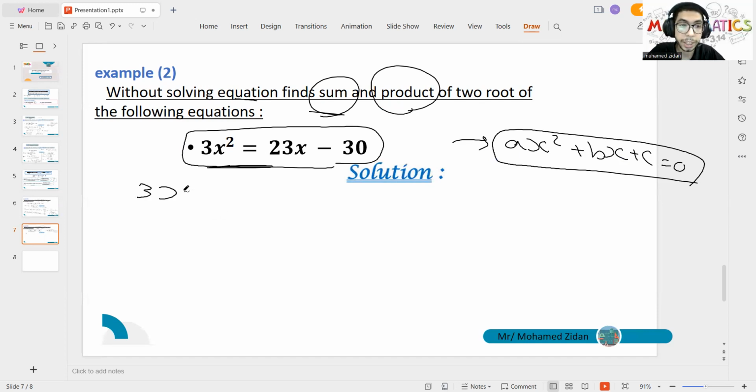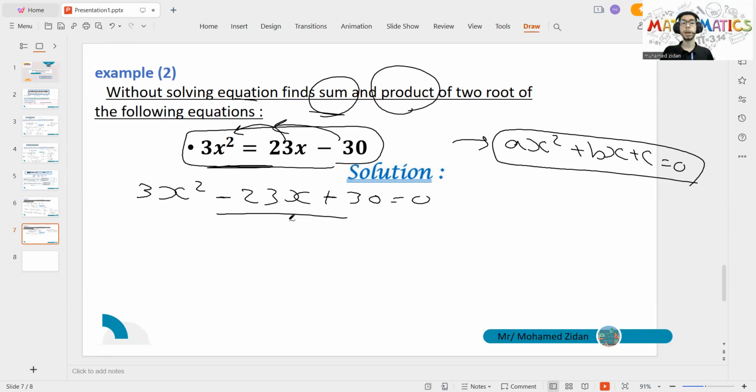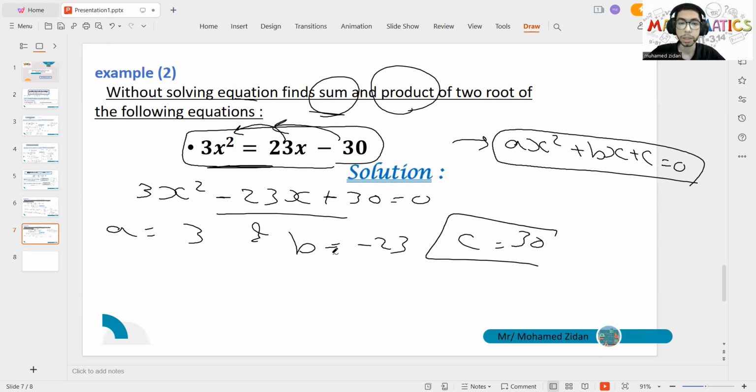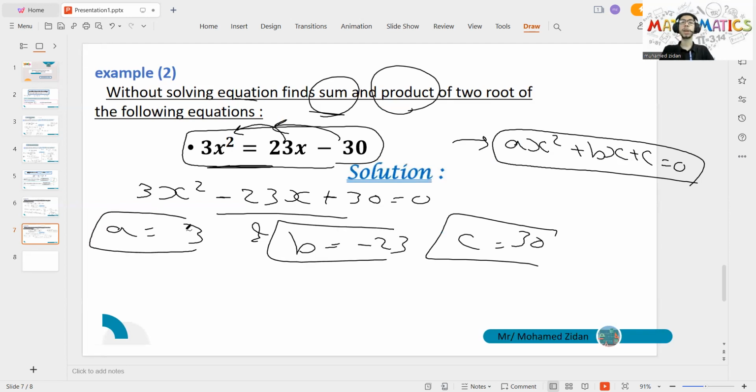I must arrange this equation: 3x squared, then negative 23x plus 30 equals 0. That's the general form of the equation. Start from x squared, then x, then the absolute term. Then a equals 3, b equals negative 23, and c equals 30. That's all about the coefficients and the absolute term.